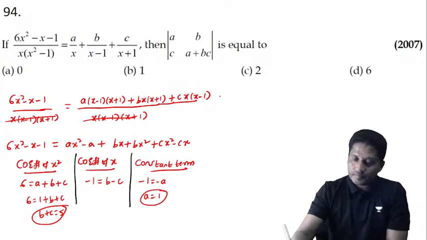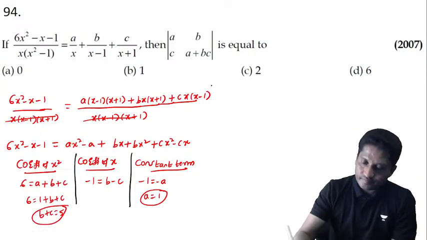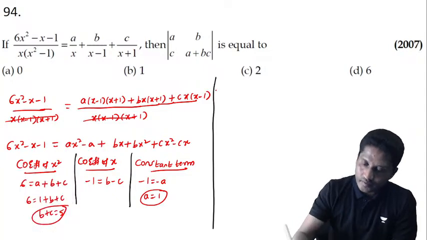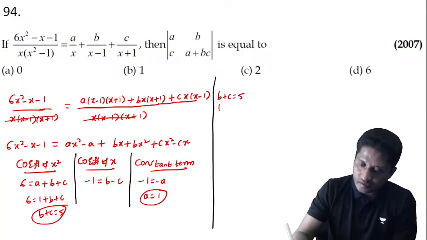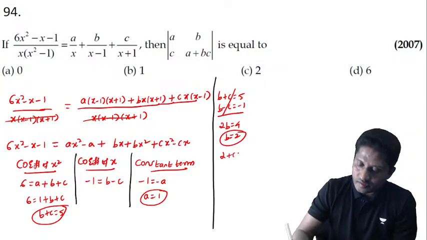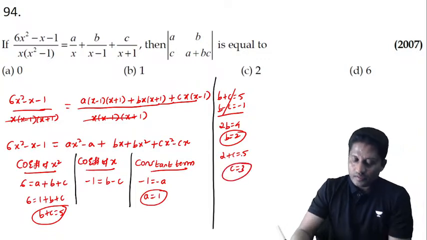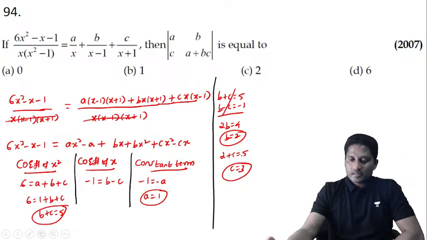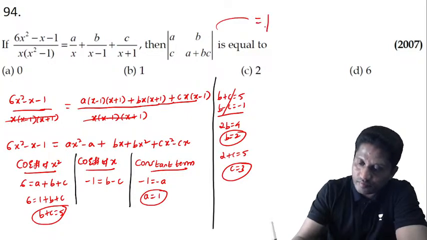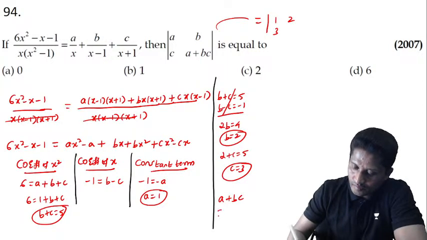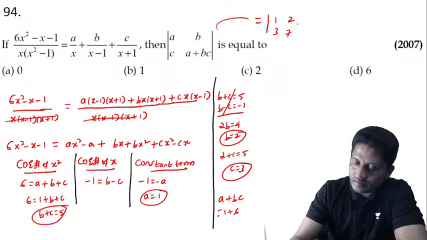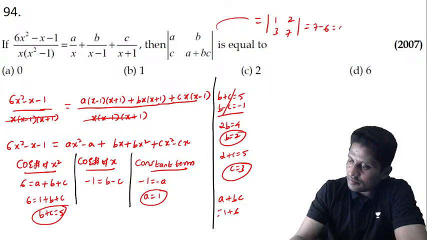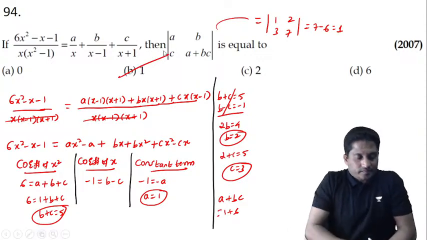Now if I solve these two, b plus c is equal to 5. B minus c is equal to minus 1. This will cancel. 2b is equal to 4. B is equal to 2. B is equal to 2 means 2 plus c is equal to 5. C is equal to 3. A is 1. B is 2. C is 3. Now if I substitute in this determinant, A is 1. B is 2. C is 3. A plus BC will be equal to 1 plus 6, which is equal to 7. You will get 7 minus 6, which is equal to 1. Right, answer is option B.